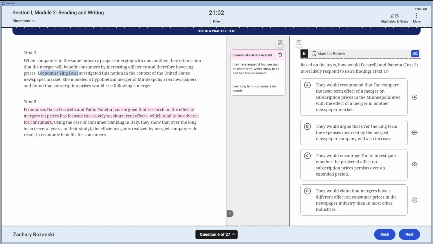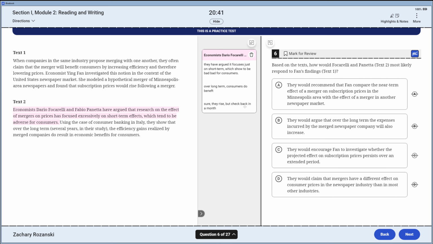Keep reading. Economists investigated this notion in the context of the United States newspaper market. She modeled a hypothetical merger of Minneapolis area newspapers and found that subscription prices would rise. Sure. So how would they respond? They would say, sure, they rise, but check back in a month, right? Check back in a month or longer. Sure, they would rise. They would grant it. Check back in a month.